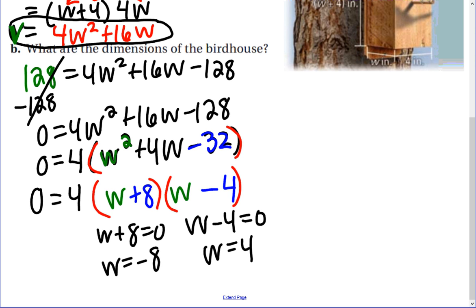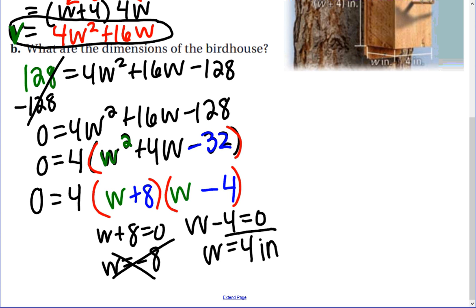W equals 4. Okay, well, width cannot be negative, right? It's a length. It's a distance. It can't be negative. That doesn't make sense. And then we know that this is inches because they said that the volume was 128 cubic inches. So the width is 4 inches.